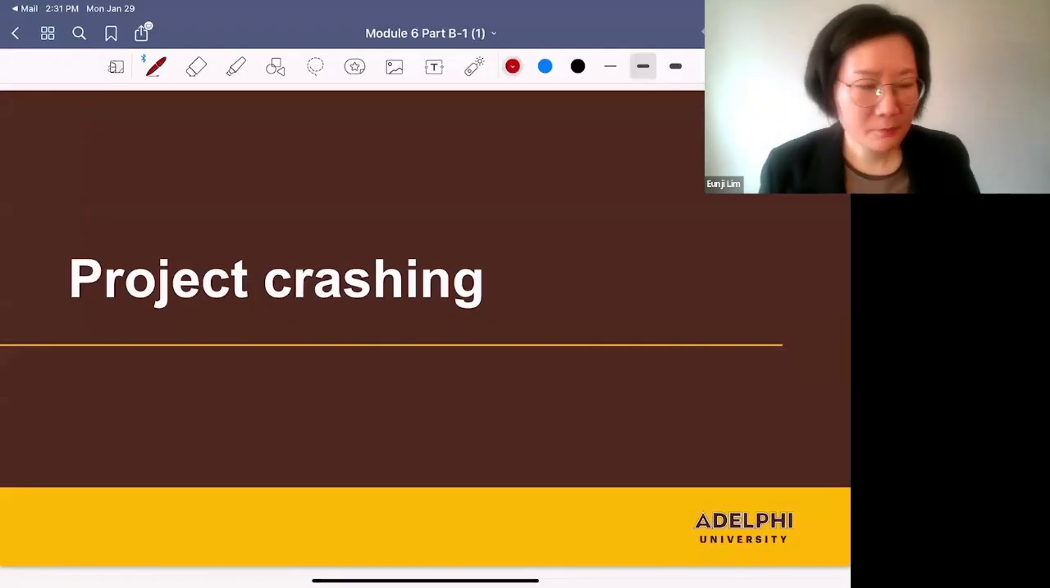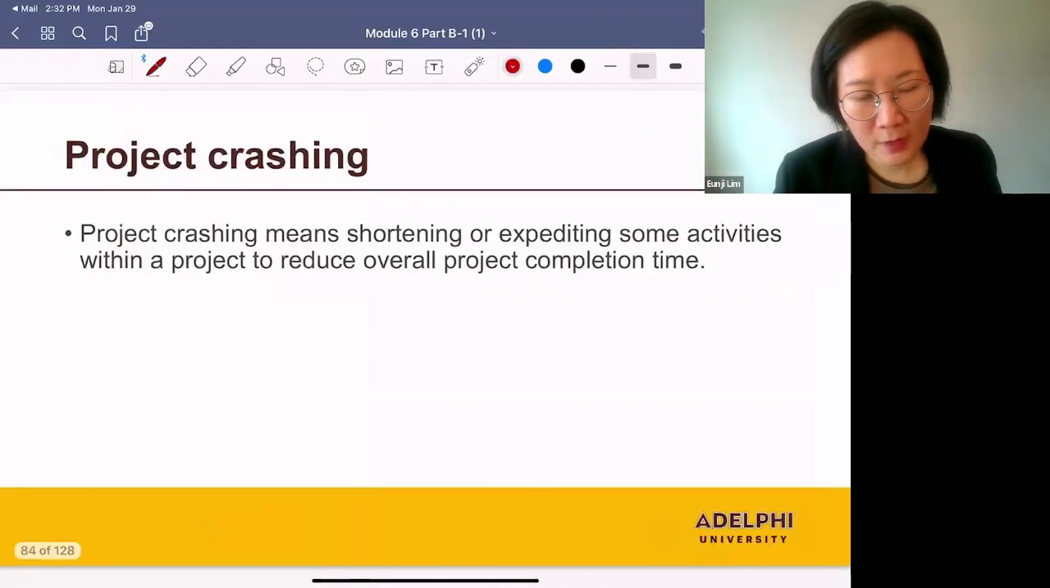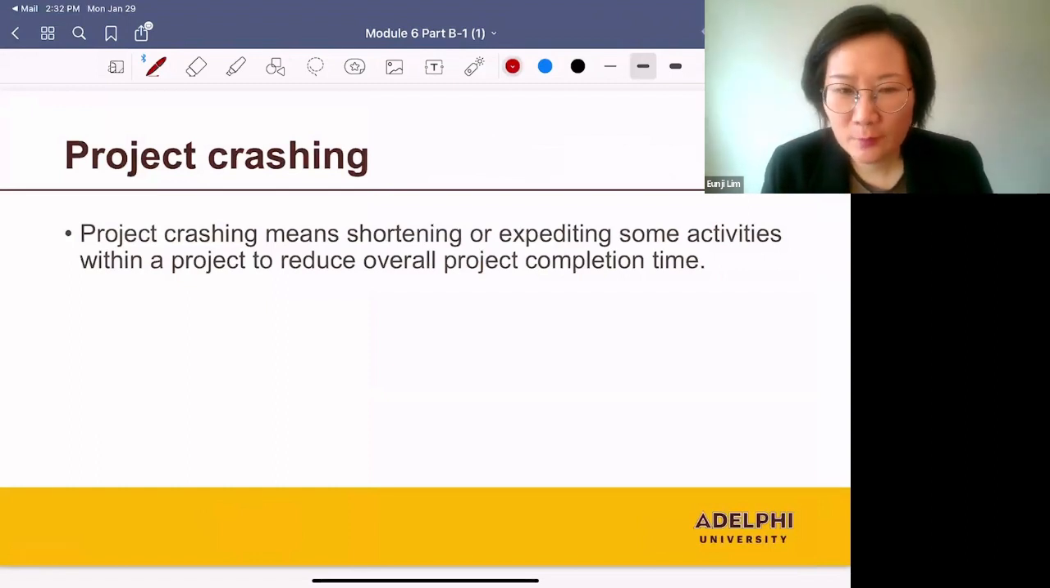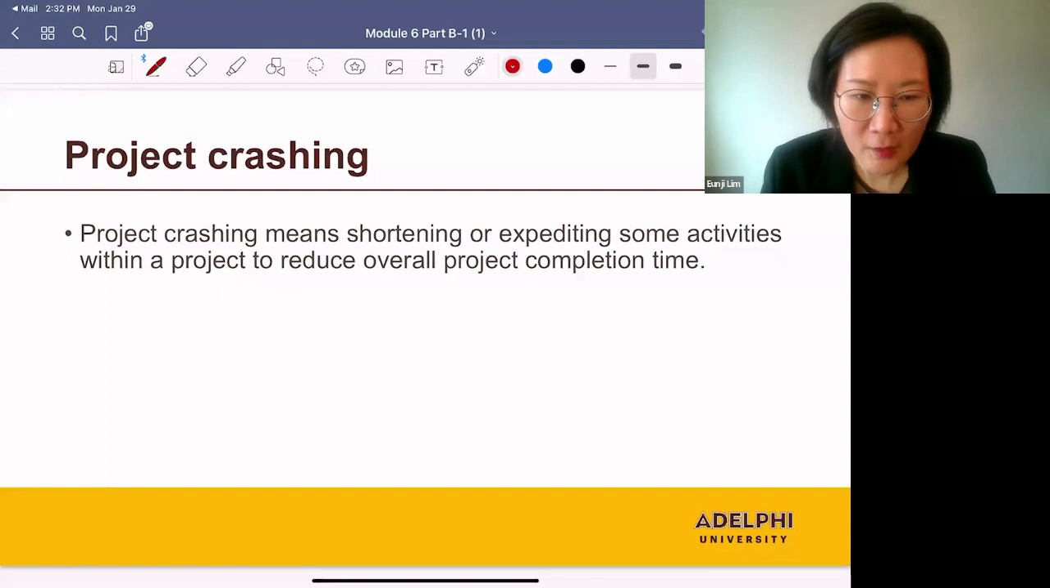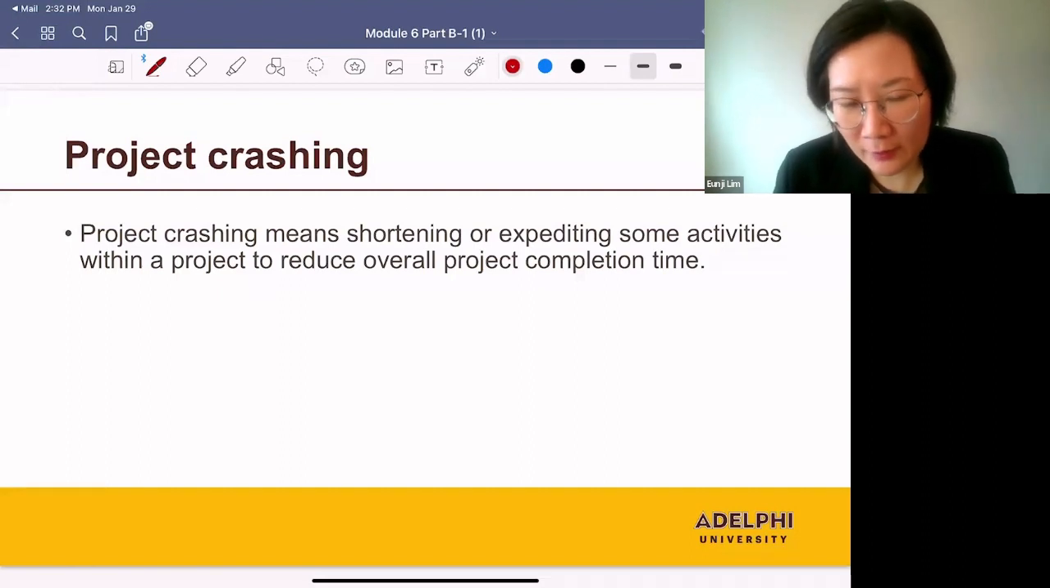Next topic is project crashing. What's project crashing? Project crashing means shortening or expediting some activities within a project to reduce overall project completion time. In the previous part, we looked at the example of house building. You had a tenant who's moving in 12 months. Your project manager says there's only a 15% chance of completing this project in 12 months.